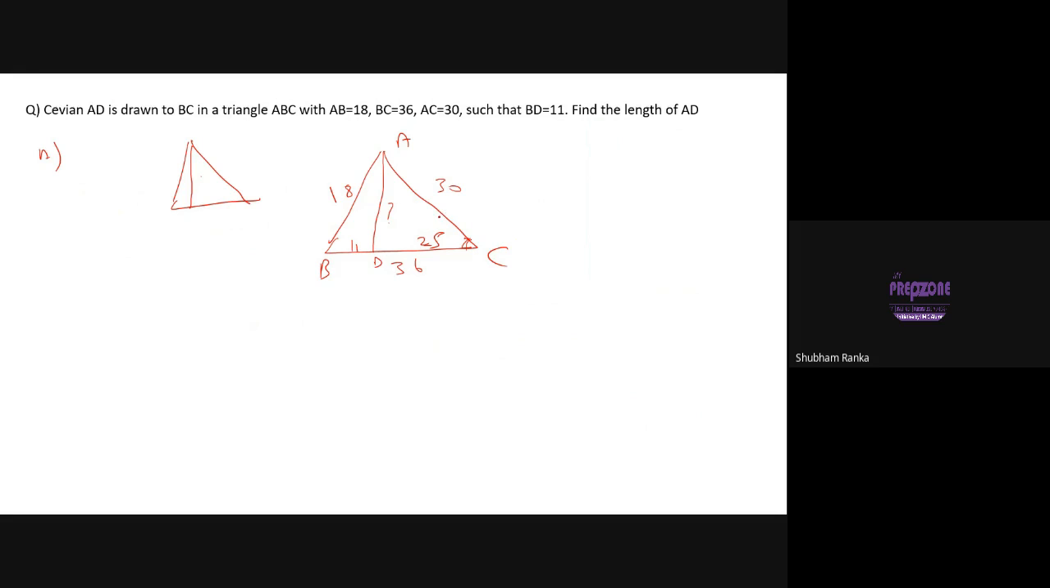So whenever such a question comes wherein these sides are given and a certain side inside is asked, just write those values down once. 18, 30, directly from the diagram, right? 11, 25, 36. These are the numbers. So again, the long method should be avoided.